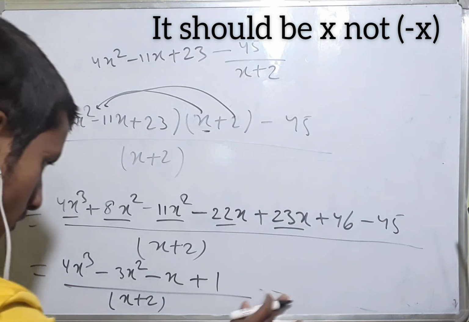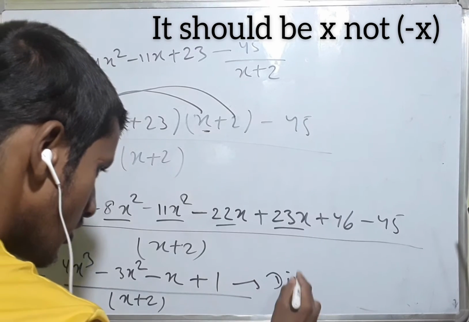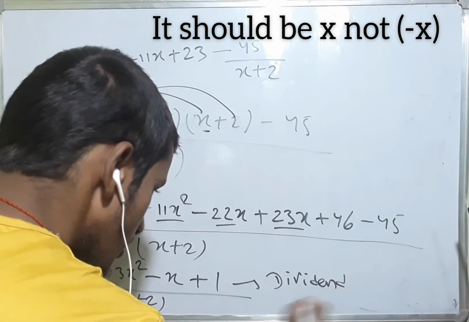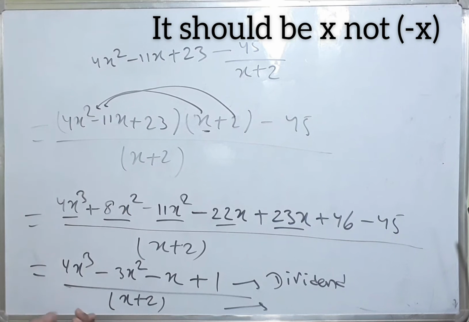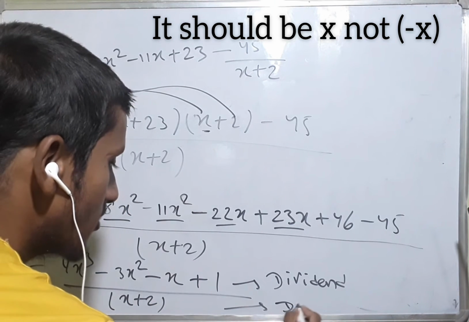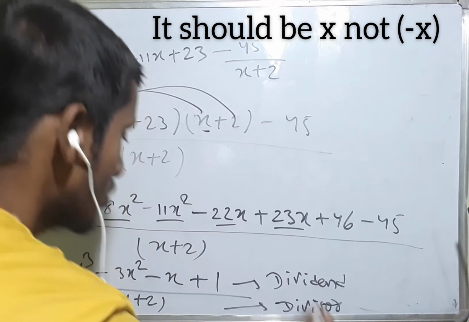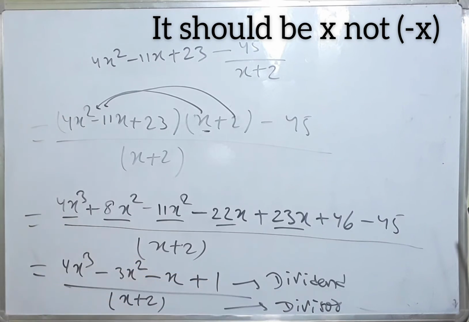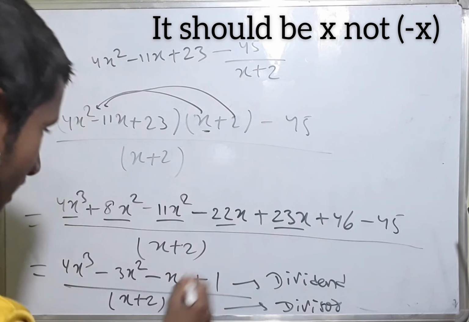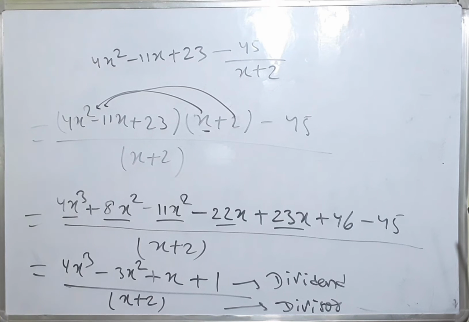So this should be our dividend. This should be our dividend, and this is already the divisor. Let's see, is this our dividend or not? So our problem was 4x cubed minus 3x squared plus x actually. So what's the mistake there? The mistake is this: 23x minus this. It should be plus x. Okay, so it matches plus x plus 1, and divide with this.